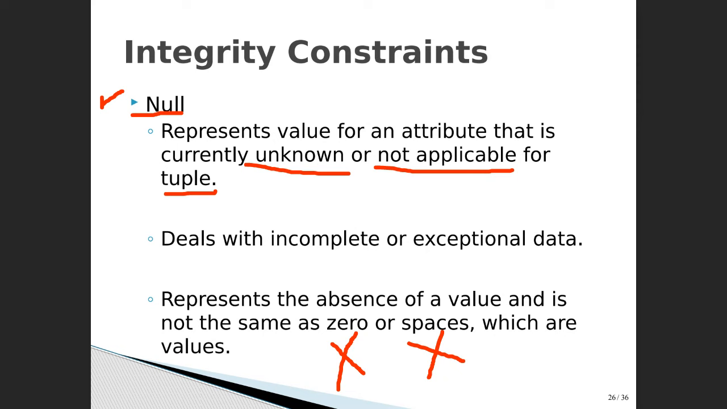So integrity, which is related to the primary key: it must not be null. This is the first rule. In the relation, the primary key value must not be null. So null, you know now, means incomplete data. It's not a zero or a space. It's just the absence of value. It means it's unknown or not applicable yet.